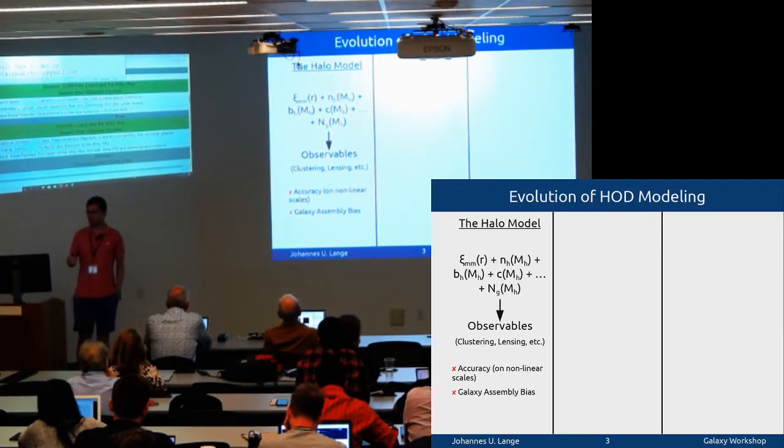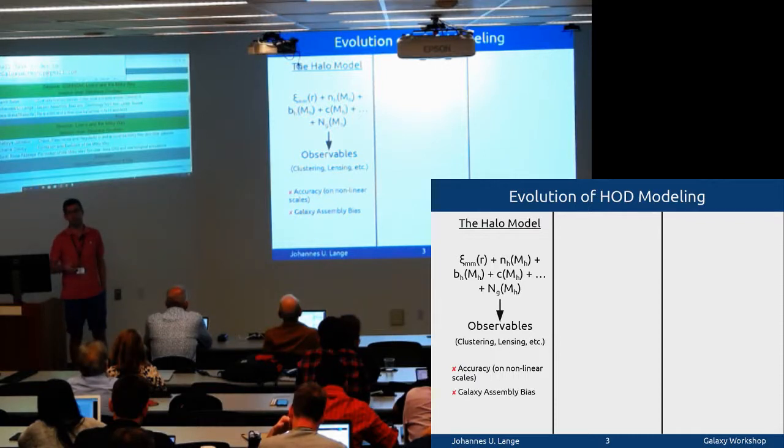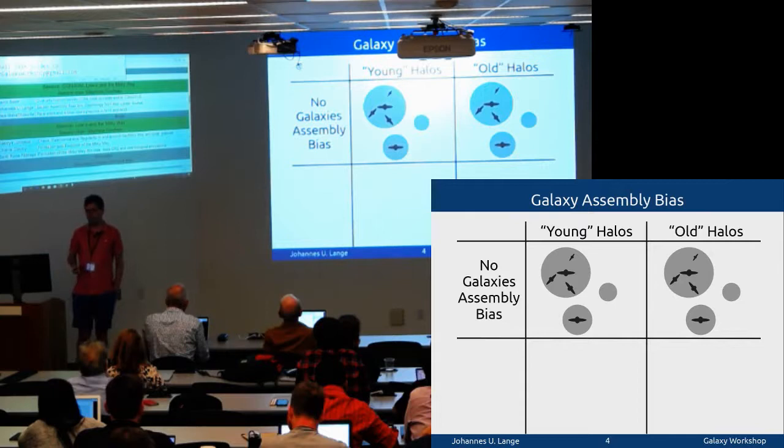Now, the problem with the halo model is that it's not very accurate on small scales because you have to rely on certain approximations and also because some of the ingredients in your model, like the halo bias function or number density of dark matter halos, are not super accurate. Additionally, the halo model cannot take into account what's known as galaxy assembly bias. So what is galaxy assembly bias?